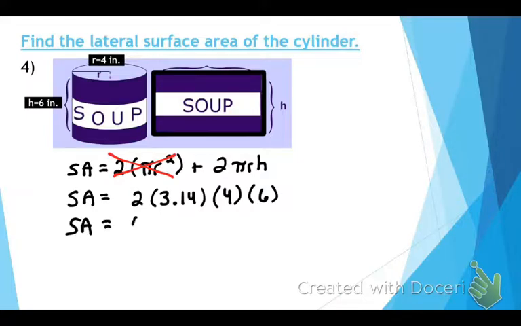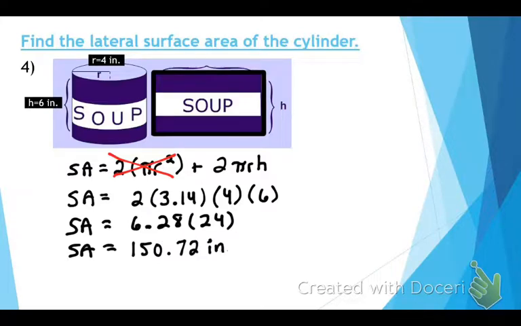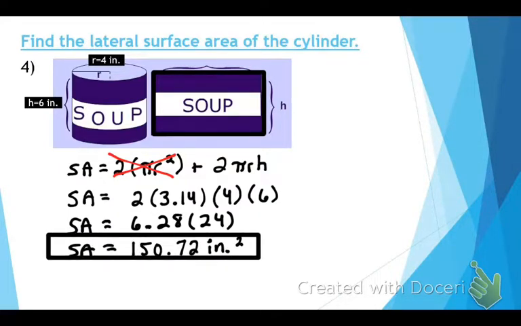Just working step by step, this is 6.28 multiplied times 24. When you multiply those two together, you get 150.72 inches squared. Always look carefully. As you can see for this one, I did not ask you to round anything. Just double check on your quiz before you submit. Does it ask you specifically to round something or to keep it as it is?